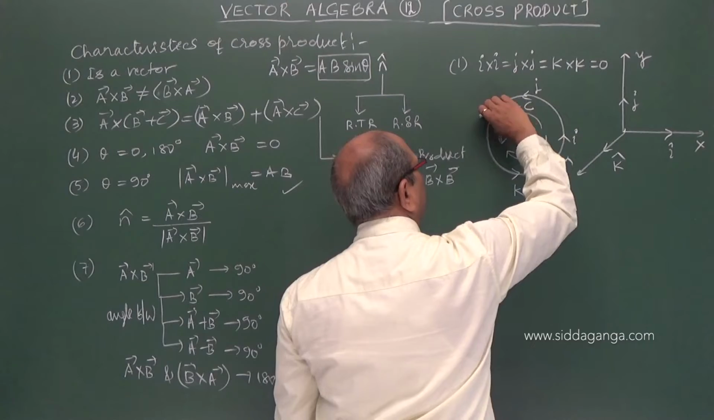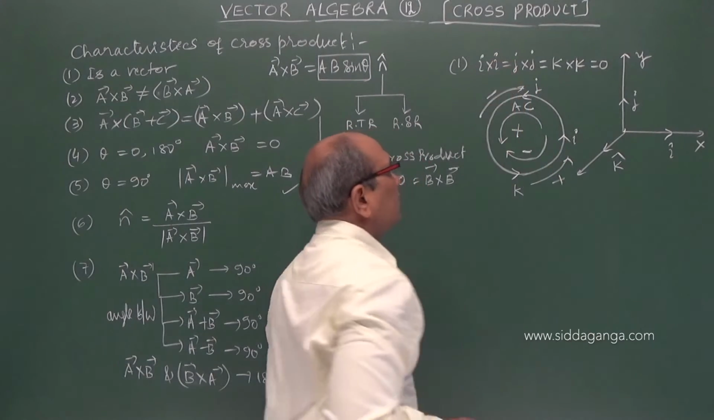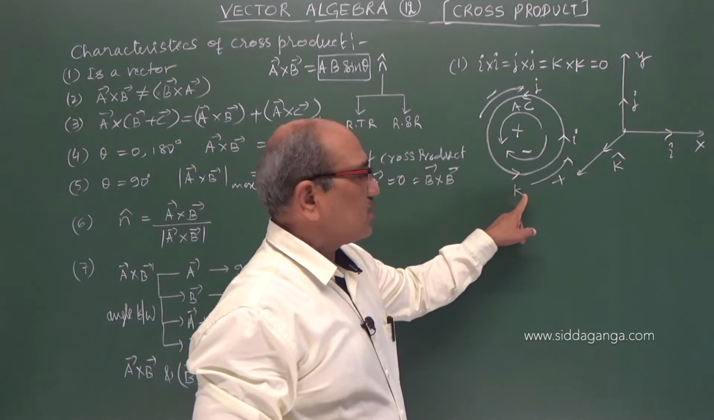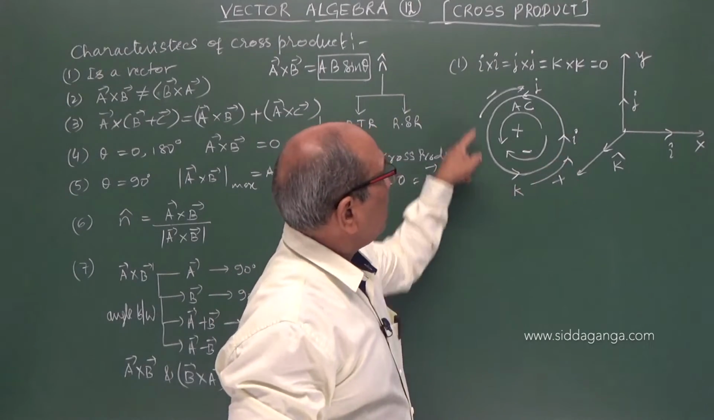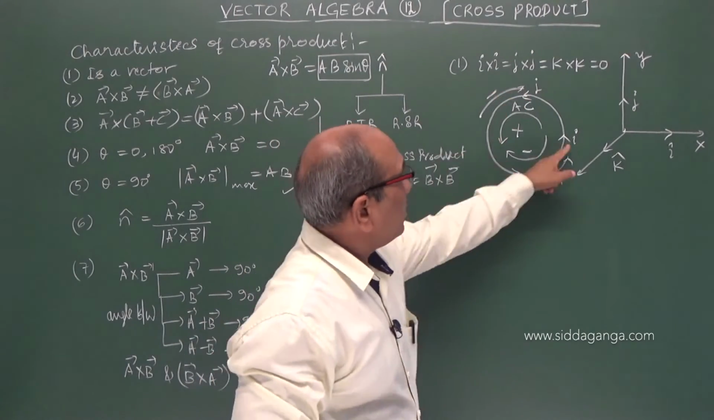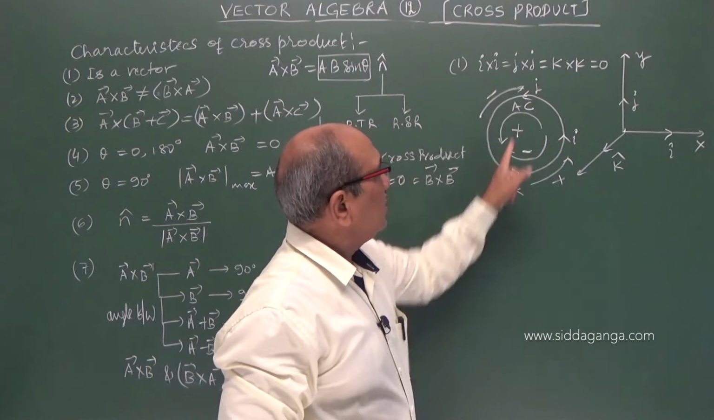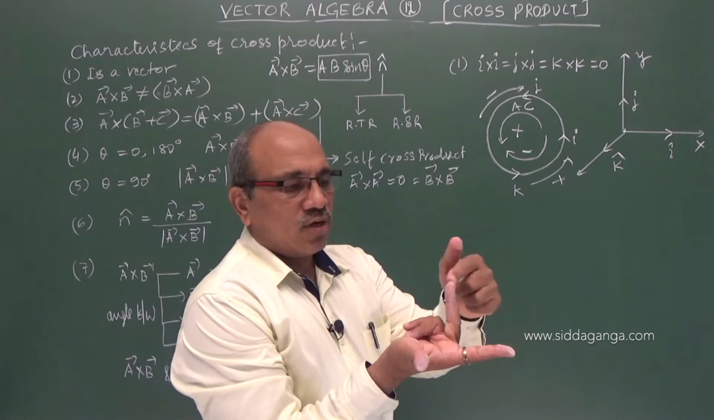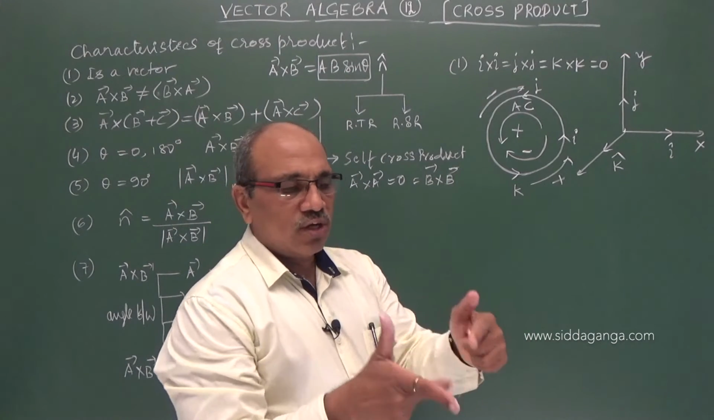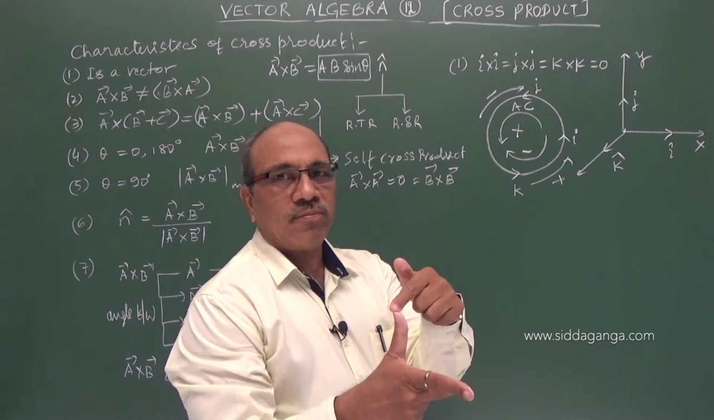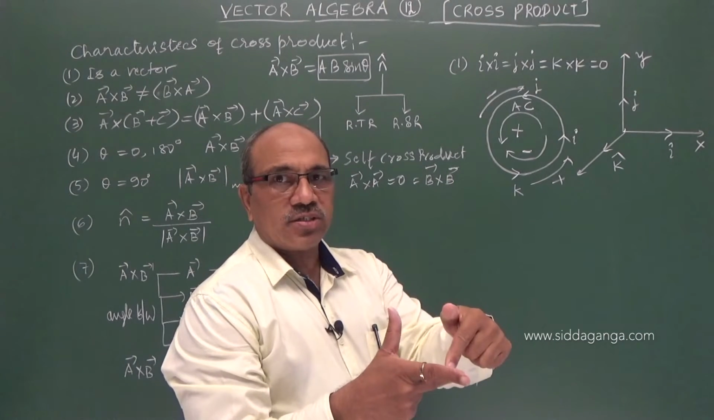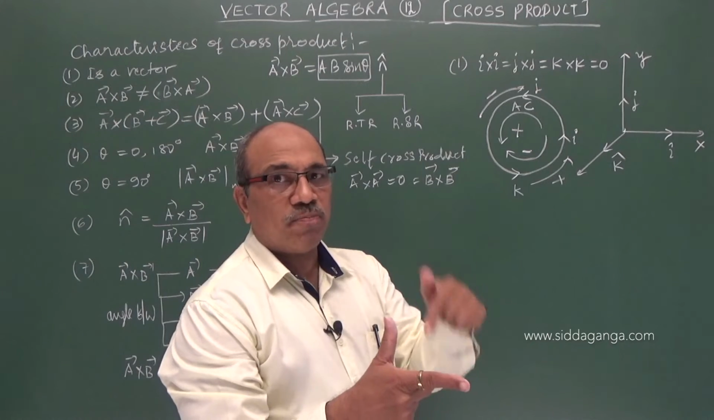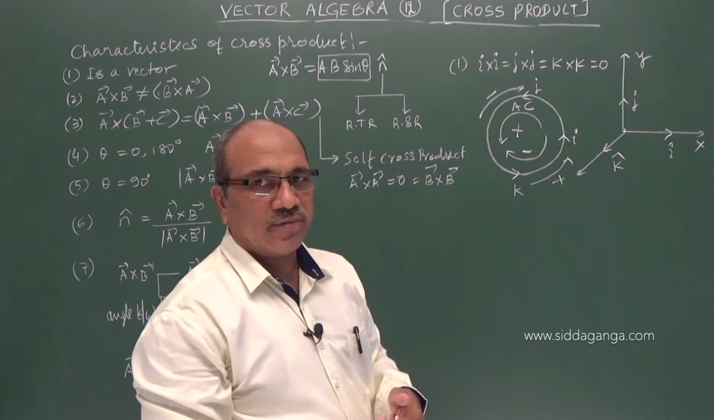If you move in this direction it is positive; if you move in this direction, it is negative. k cross j is minus i. j cross i is minus k. i cross k is minus j. If you move like i cross j, plus k. j cross k, plus i. Because it is going perpendicular. When you multiply the two vectors i, j, k comes. j, k, i comes. k, i, j comes. Because the product is always perpendicular to the two vectors you take.